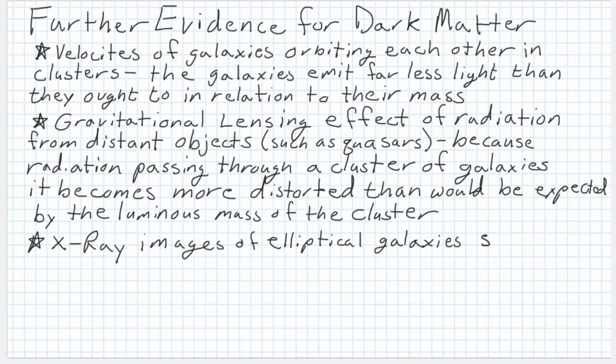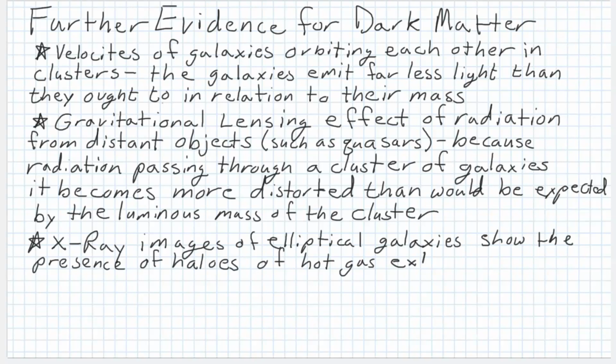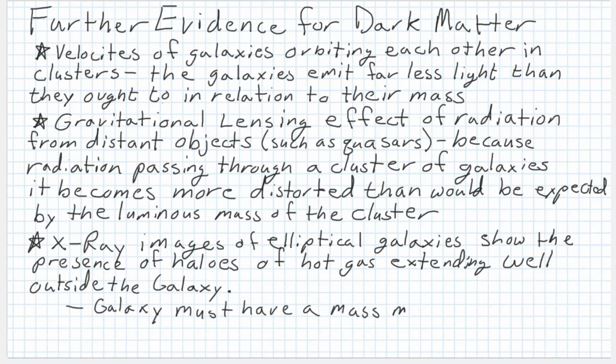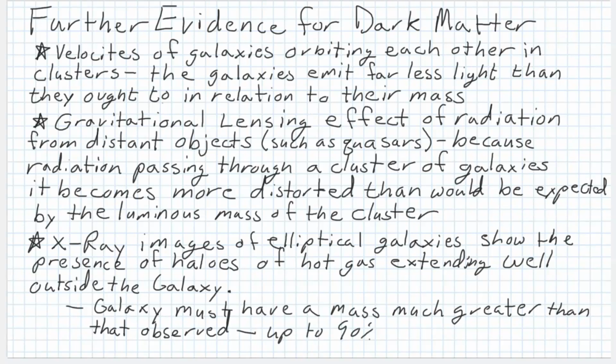The last piece of evidence involves X-ray images of elliptical galaxies. These images show the presence of halos of hot gas extending well outside the galaxy that we can see. In order for these elliptical galaxies to exert a force on these halos of hot gas at the distances we see, the mass of the galaxies must be greater than what we observe in terms of their number of stars. These measurements show that these galaxies are actually up to 90% more massive than the total mass that we can see. So the majority of these elliptical galaxies are actually made up of dark matter and dark energy.